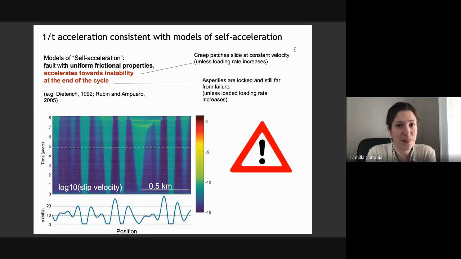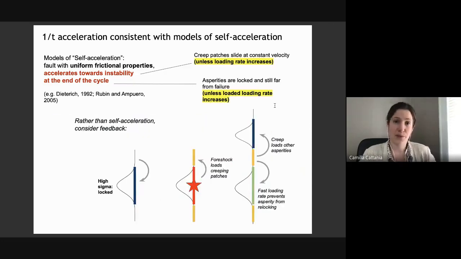So we don't expect them to undergo the classical nucleation with the 1 over t acceleration. And then we have asperities, which are locked, and they are still far from failure. So even though we do expect them to accelerate towards instability late in their cycle, based on the background loading rate, that shouldn't happen as soon as it does in the simulations that we looked at. And so again, we need to think a little bit about the interaction between the two.